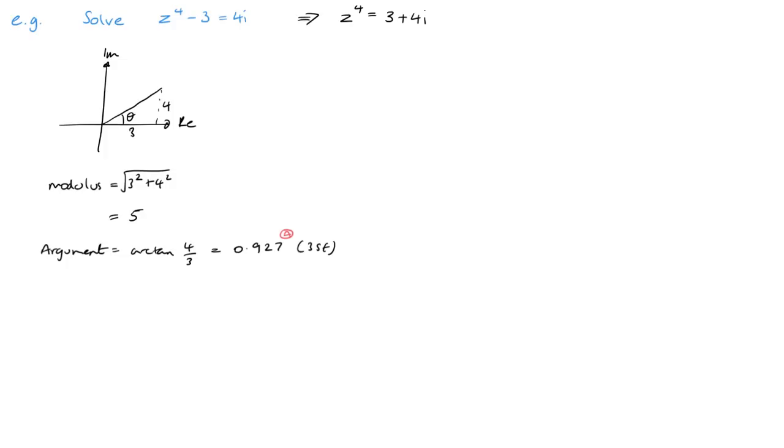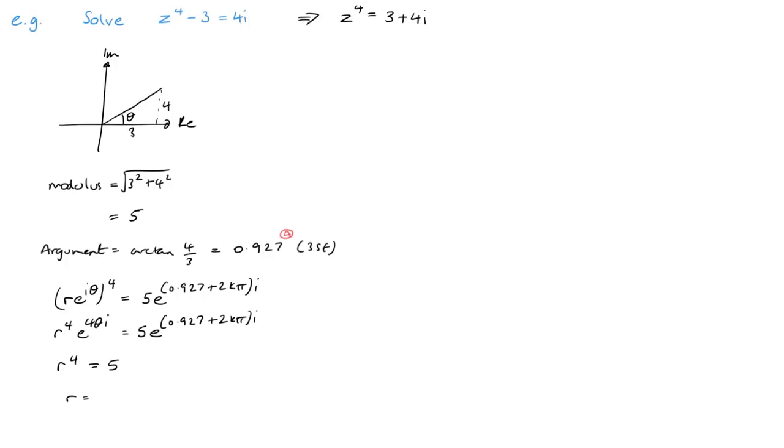So we've got our z to the power 4, I should say. So that z is r e to the i theta, then to the power 4. And that's going to be equal to 5e to the 0.927 plus 2k pi i. Now this is going to be r to the power 4, e to the 4 theta i, but it'd be better if I just write the 4 theta first. So 4 theta i equals 5e to the 0.927 plus 2k pi i. So r to the 4 equals 5. So r is 5 to the quarter. So I'll put that as 5 to the power 0.25.